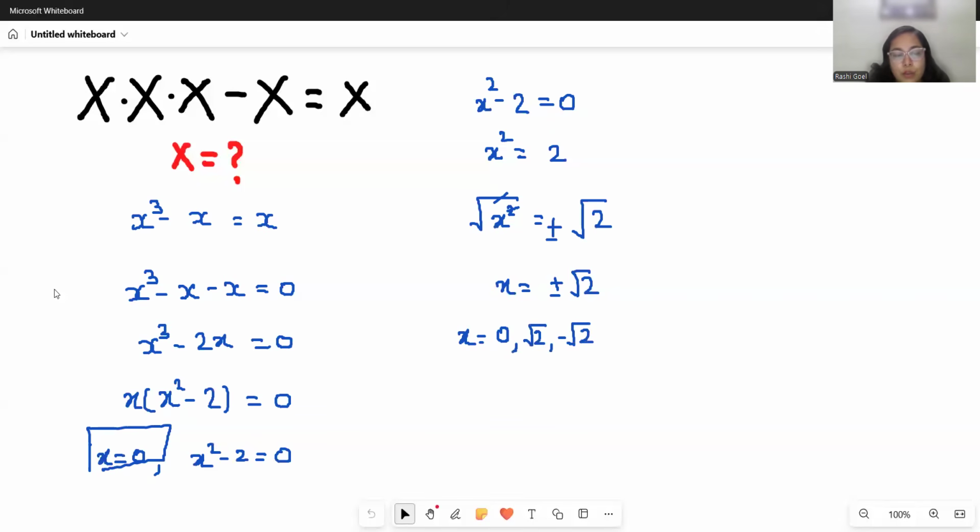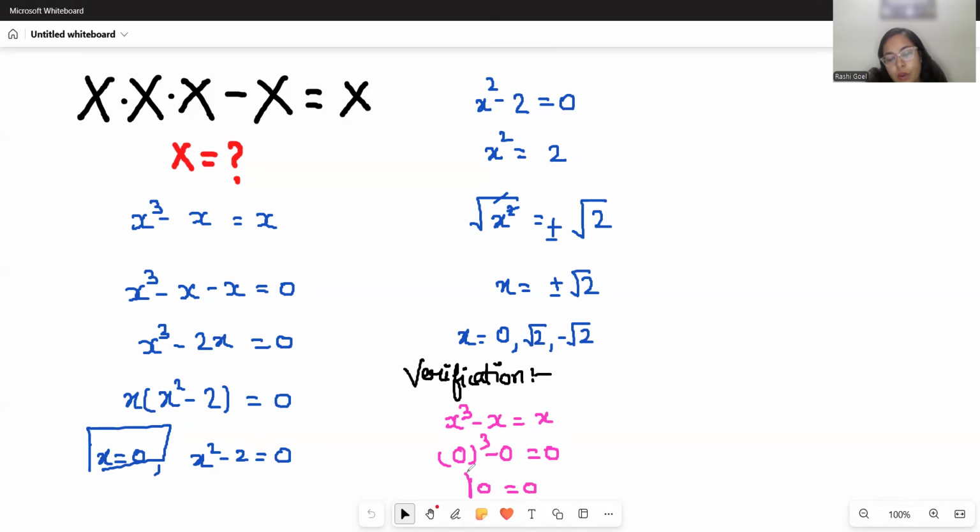Now let's do the very important step that many students skip. What? Verification. It is very important to make sure that your answer is 100% correct. So let's verify this. x cube minus x equal x. Where x is 0, it's 0 cube minus 0 equals 0. So yes, 0 equals 0. So LHS is equal to RHS.